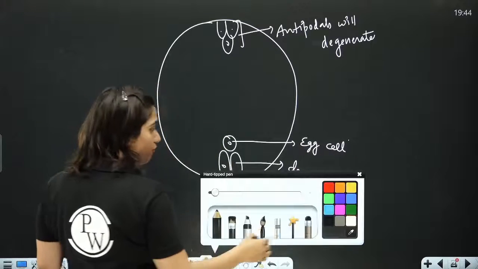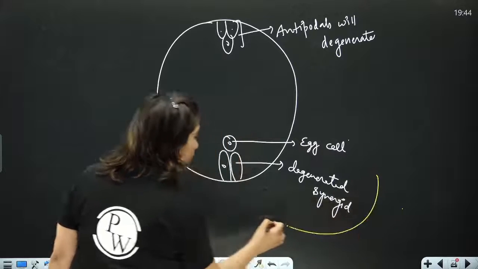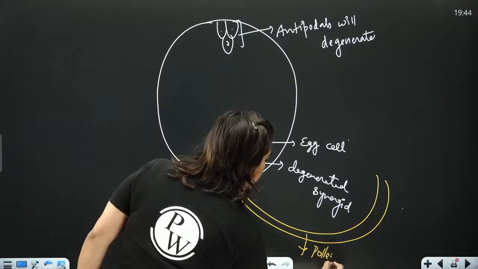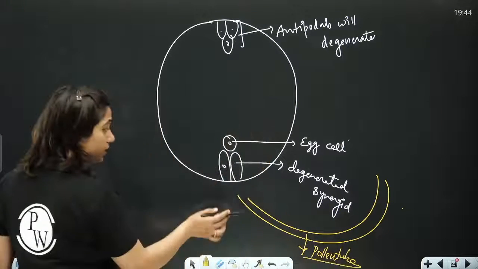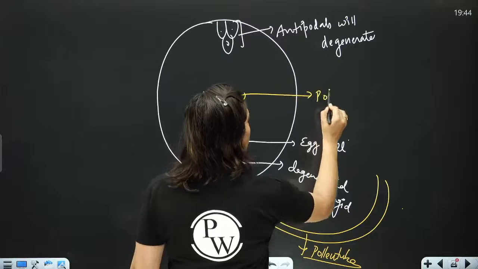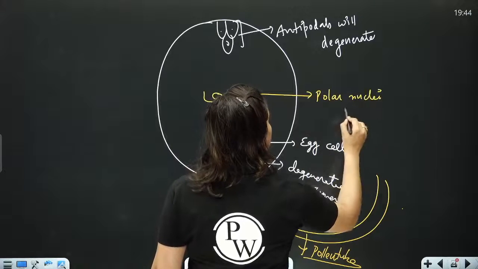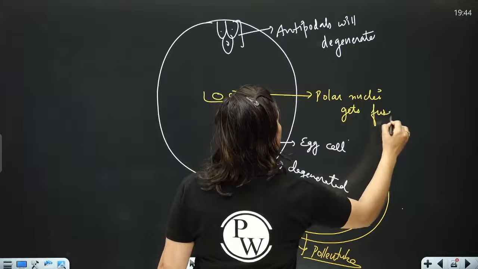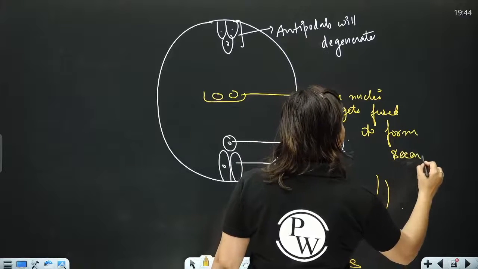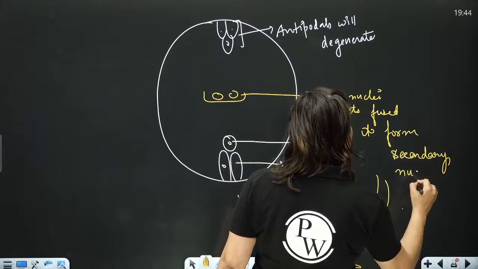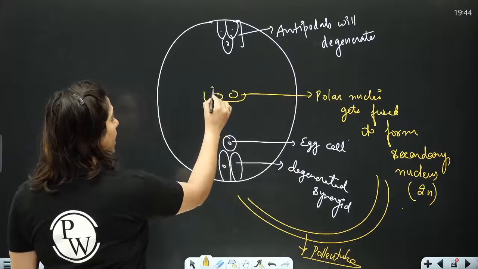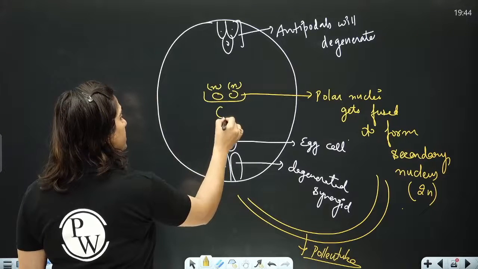And just before the entry of the pollen tube, now the pollen tube is about to enter the embryo sac, and just before its entry, what will happen? The two polar nuclei fuse to form the secondary nucleus, which is a diploid structure. So these two polar nuclei, which were haploid, they fuse to form the secondary nucleus.